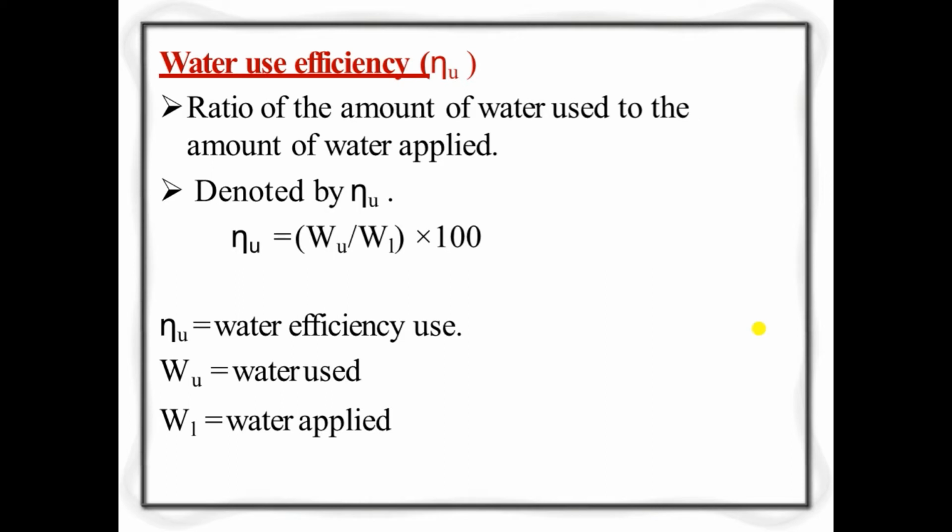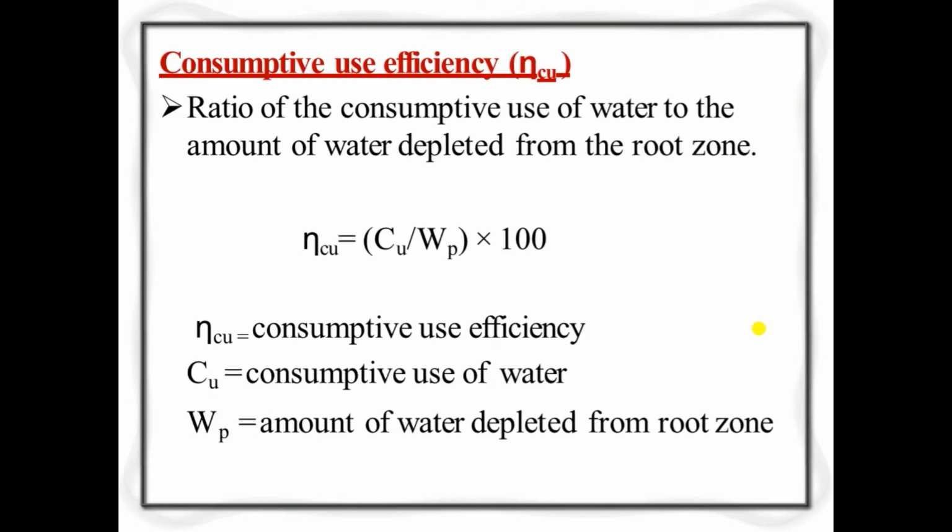Next is the water use efficiency. It is the ratio of the amount of water used to the amount of water applied. How much we have applied and how much water is used, that shows the water use efficiency. Nu is equal to Wu upon Wl multiplied by 100, where Wu is the water used and Wl is the water applied.